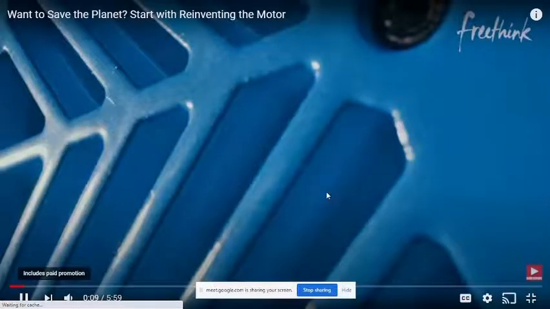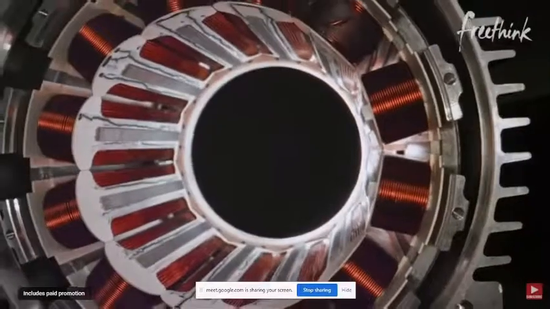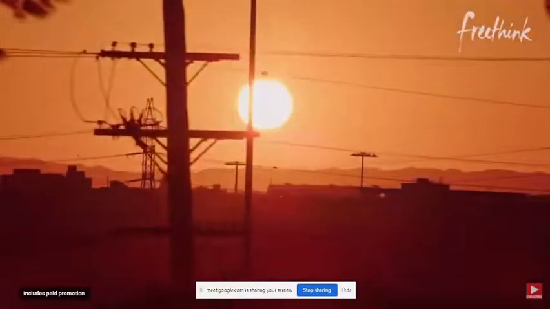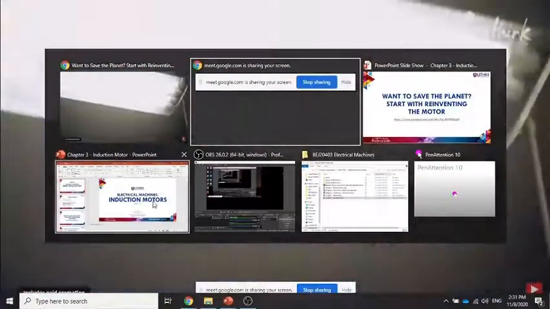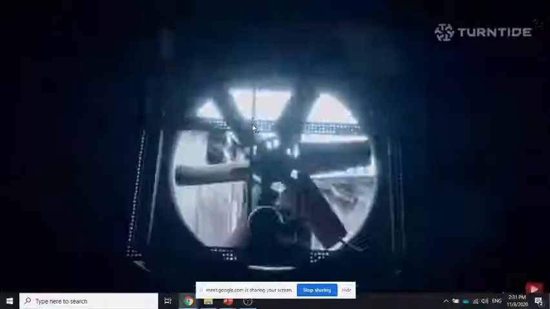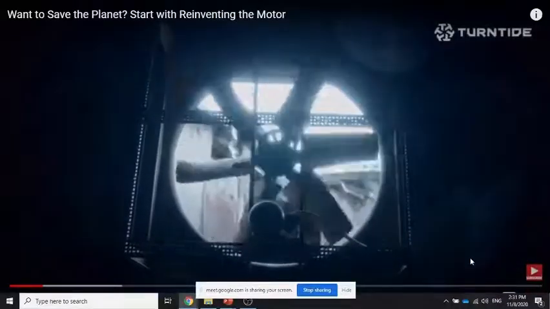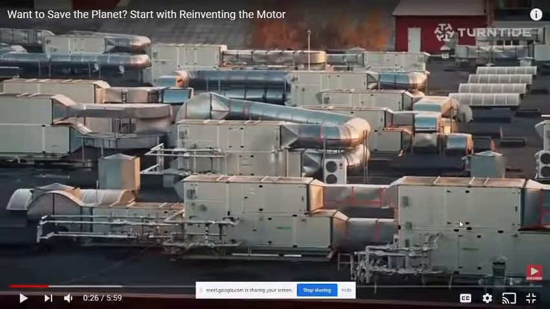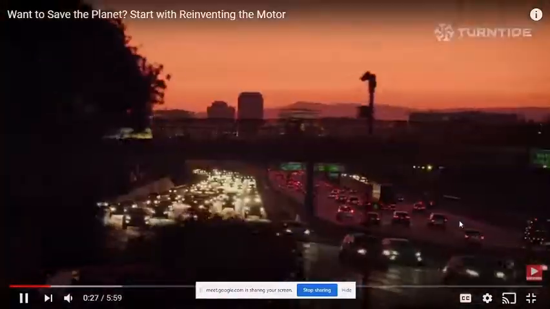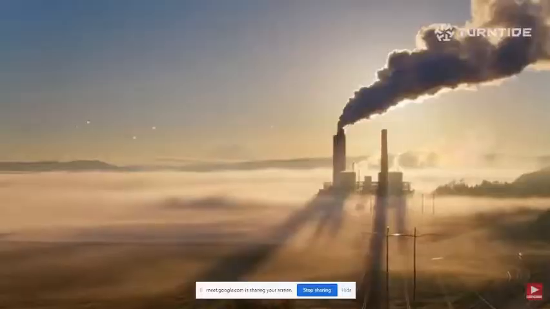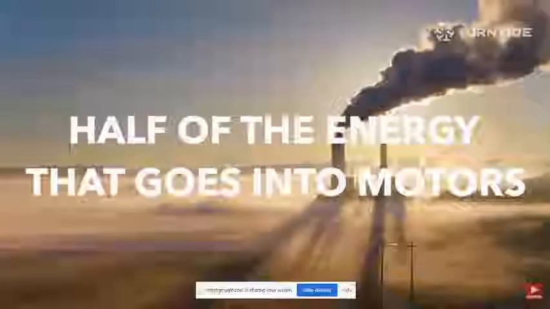We have done something incredible that many considered impossible until now. Most of the time when people think of electricity, they think of lighting. But half of the energy in the world goes into electric motors. Motors are everywhere. Your air conditioner, your refrigerator, cars, conveyor belts. Half of the energy that goes into motors is wasted. How do we make every watt of energy and electricity worthwhile?